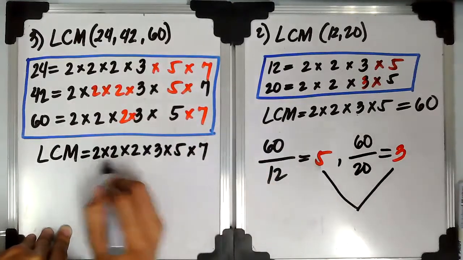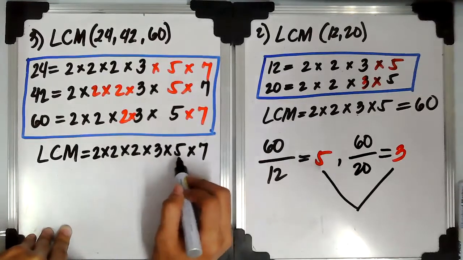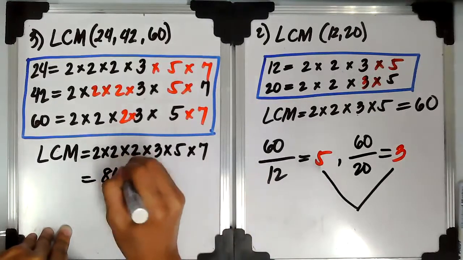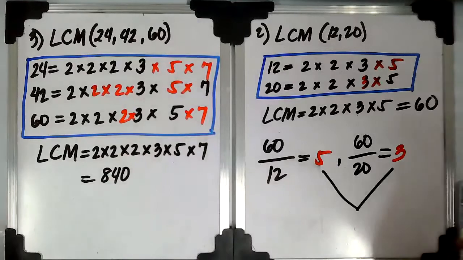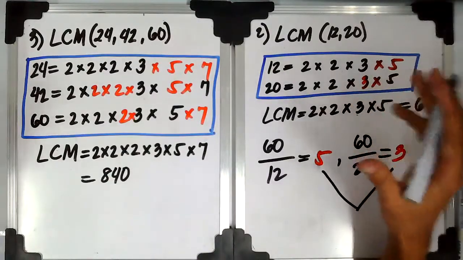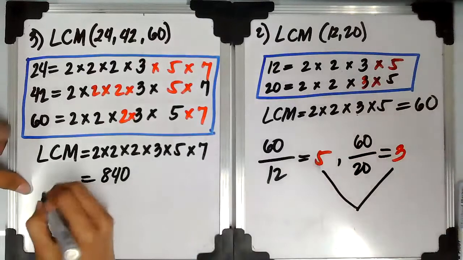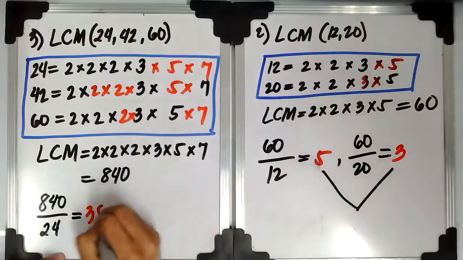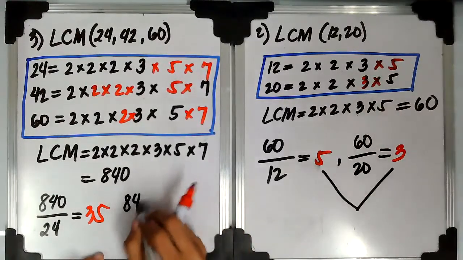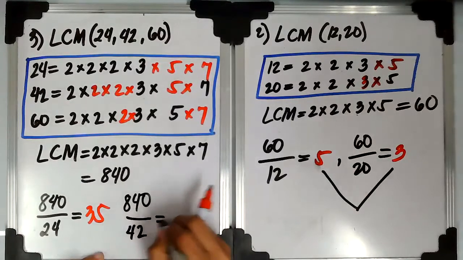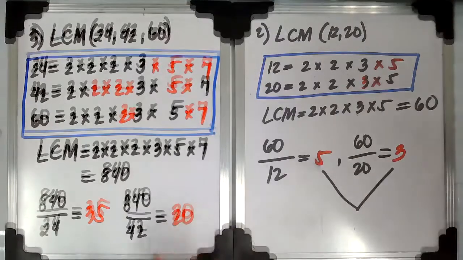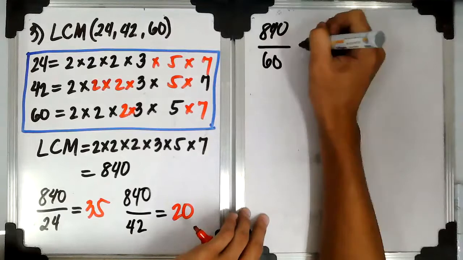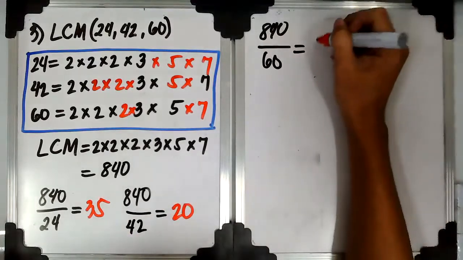All right. So you have here 8 times 3, 24 times 3 times 5. You have 120 times 7. You have the LCM of this is 840. All right. And without using the calculator, I can definitely answer this and confidently say that 840 divided by 24 is 35. And 840 divided by 42 is 20. And 840 divided by 60 will be equal to 14.